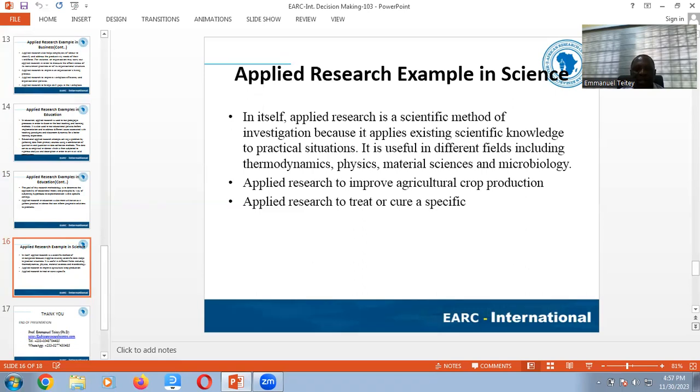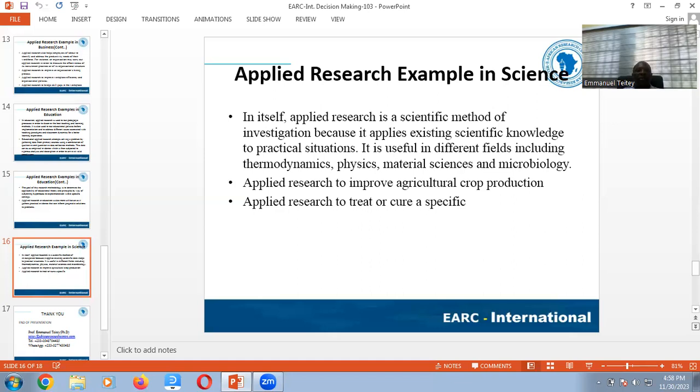Applied research helps to improve agricultural crop production. Applied research helps to treat or care for specific agricultural diseases.